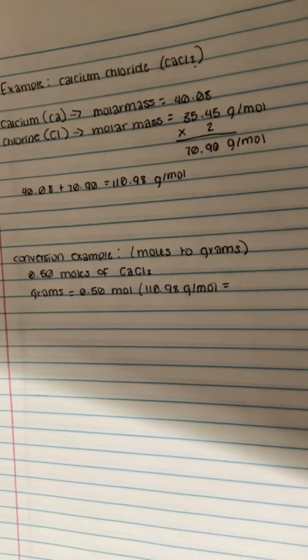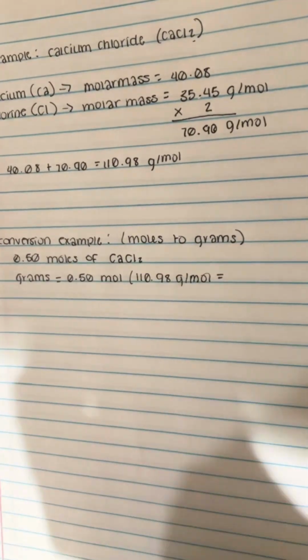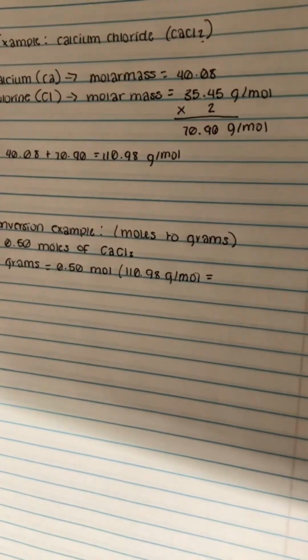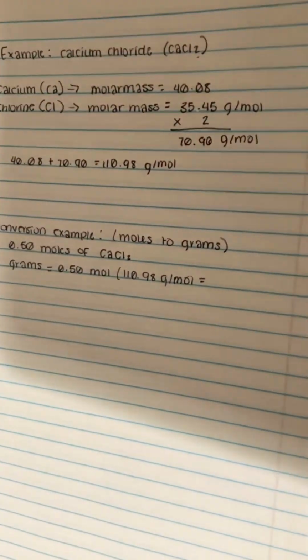Now if we're converting moles to grams, for example, if I have 0.50 moles of calcium chloride, I multiply by the molar mass. Therefore, if I multiply 0.50 times 110.98 grams per mole, I would get 55.49 grams. That means 0.50 moles of calcium chloride has a mass of 55.49 grams.